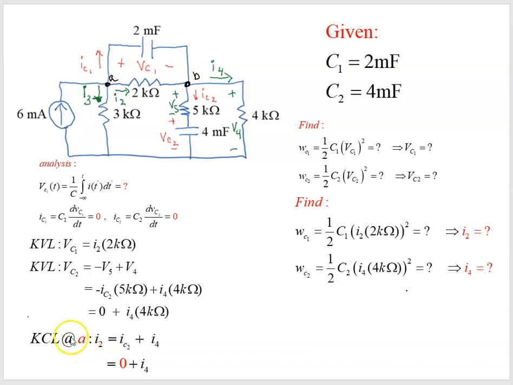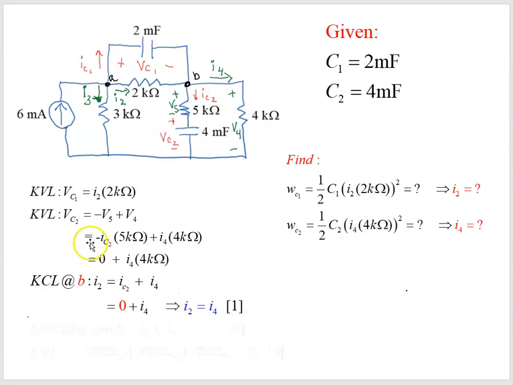Then we have our KCL, and this should really be at node B, because I2 is equal to IC2, which is down here, plus I4. Yeah, so that should be node B. That's what we've done. Now when we're looking at our energy, what we really need to find is I2 and I4. But what we've shown here is that I2 is equal to I4. So we really just need that current, and then we can find the energy stored in the capacitors.